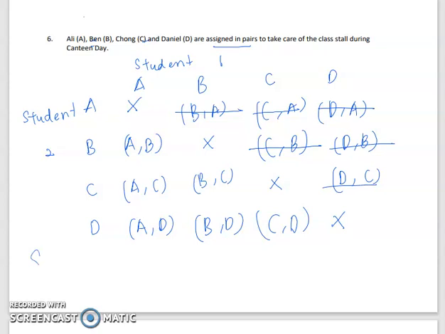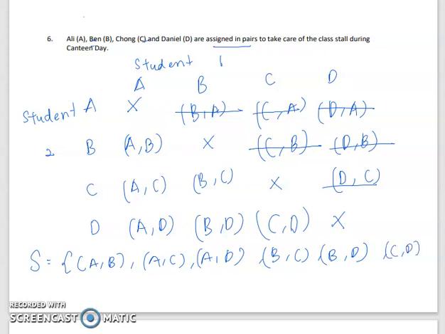Okay, so our sample space for the possible outcomes for the pair to take care of the class stall: we can pair Ali with Ben, or Ali with Chong, or Ali with Daniel, or Ben with Chong, or Ben with Daniel, or Chong with Daniel. And the number of our possible outcomes here is 1, 2, 3, 4, 5, 6.